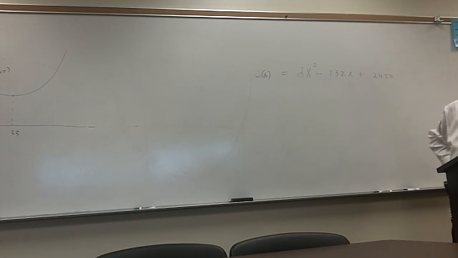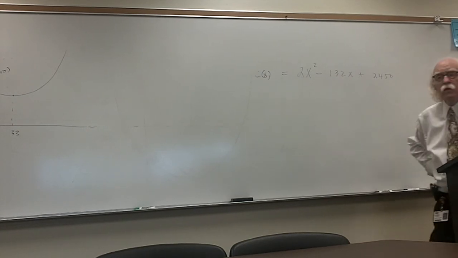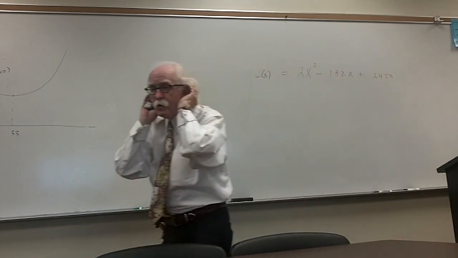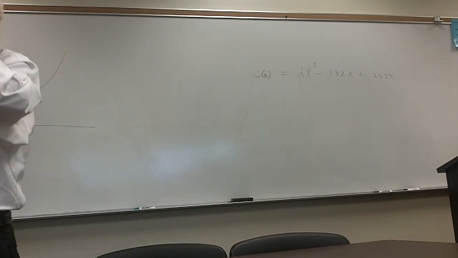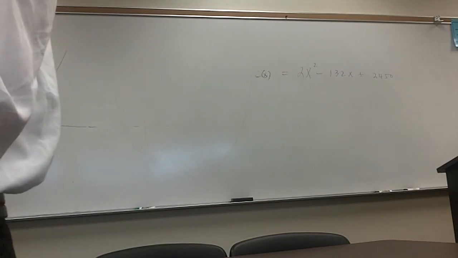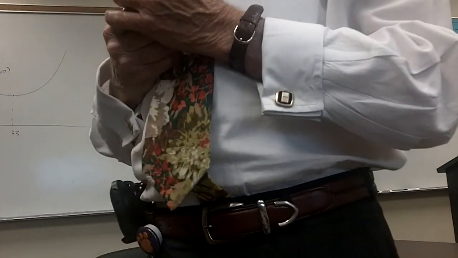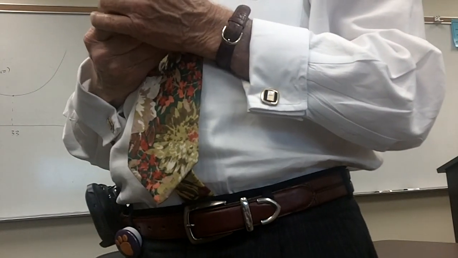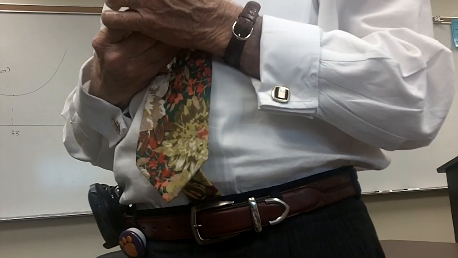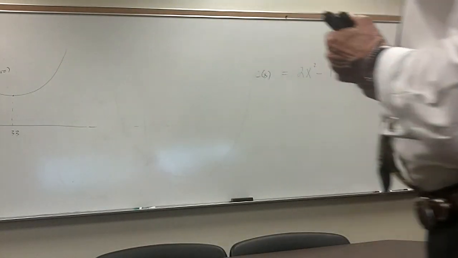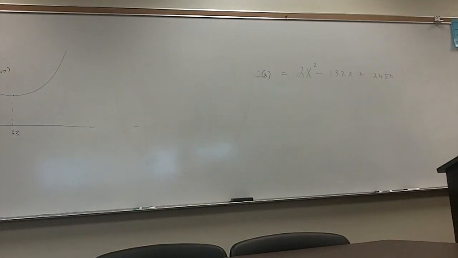Any other questions about that? How did you get the 33? Negative b over 2a. Remember that? Yes, sir. That's the first number of the vertex, always. Negative b divided by 2a. So that would be 132 divided by 4. That's 33.